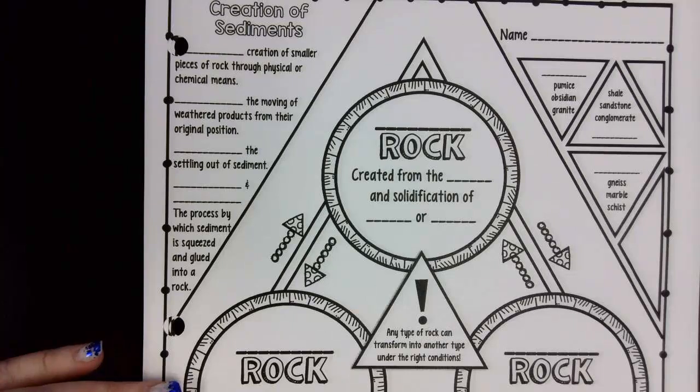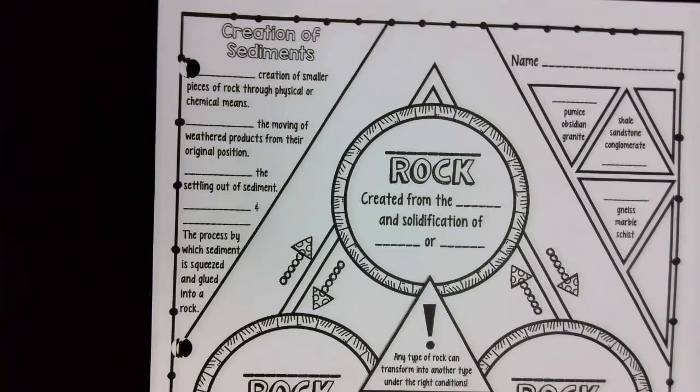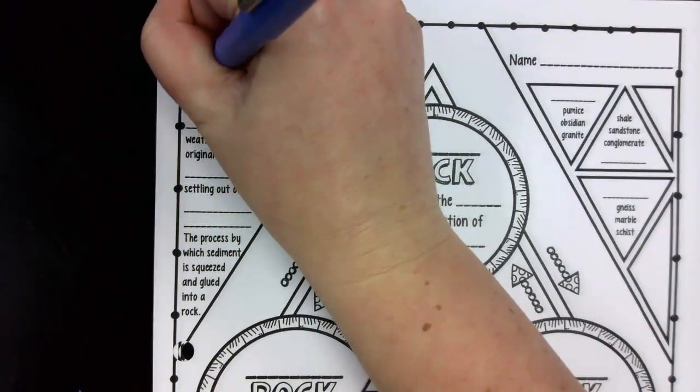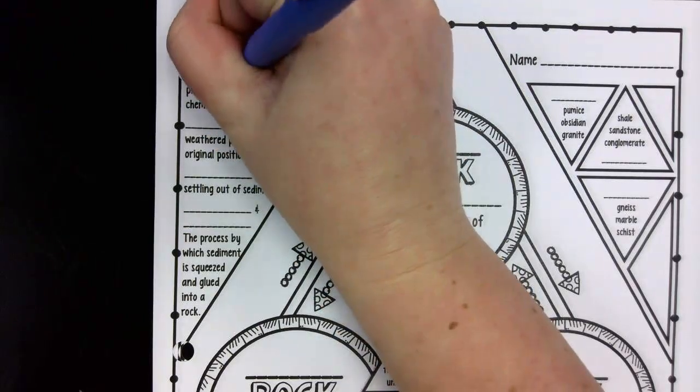So the first one says creation of smaller pieces of rock through physical or chemical means. So we've talked about physical and chemical weathering. So this first blank here is just going to be weathering.